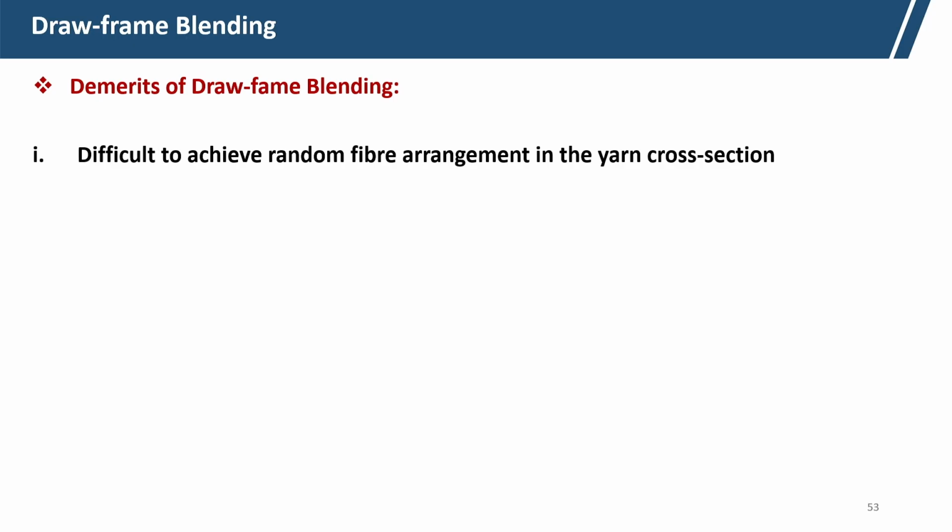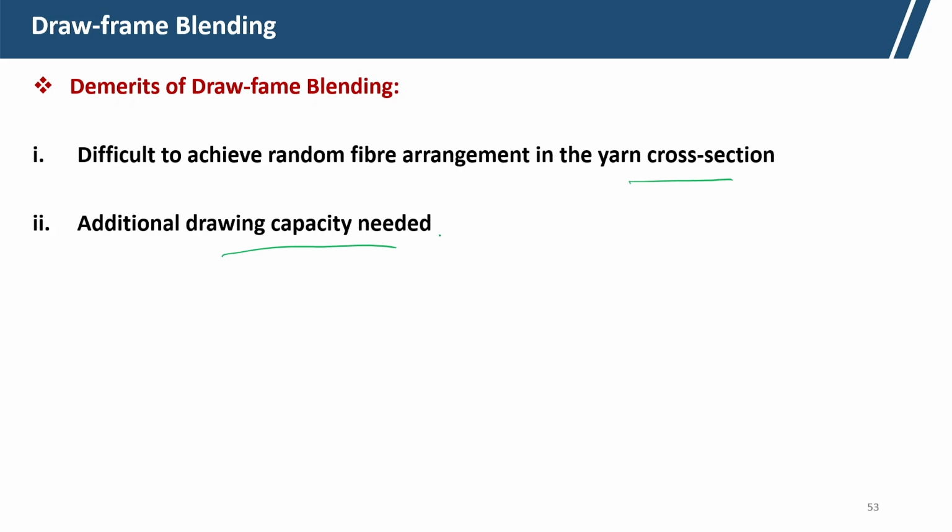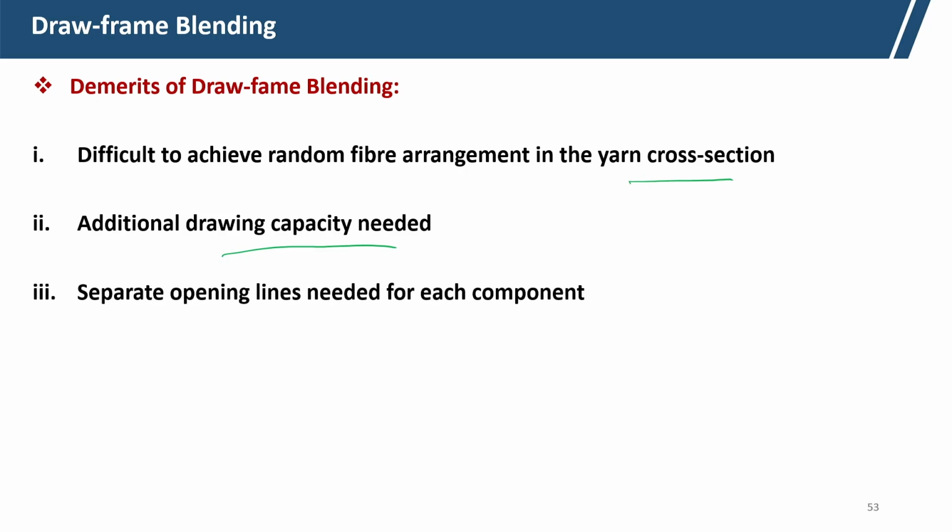Now, if we see the demerits, it is difficult to achieve random fiber arrangement in the yarn cross section, as we have mentioned, due to less lateral movement. Additional drawframe capacity is required, because we need at least 3 drawframe passages for drawframe blending. So, additional drawframes are needed, and separate opening lines are needed for each component, because they go through different lines; for polyester we need a separate line, separate carding. So, we need different opening lines.